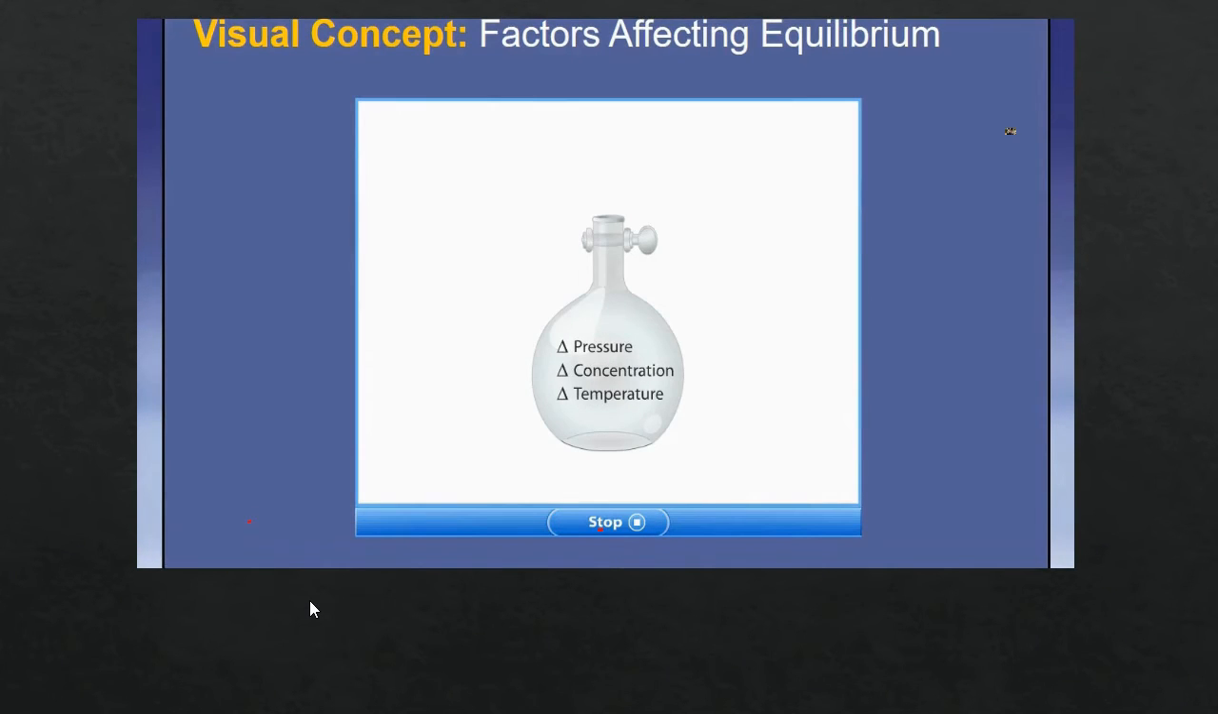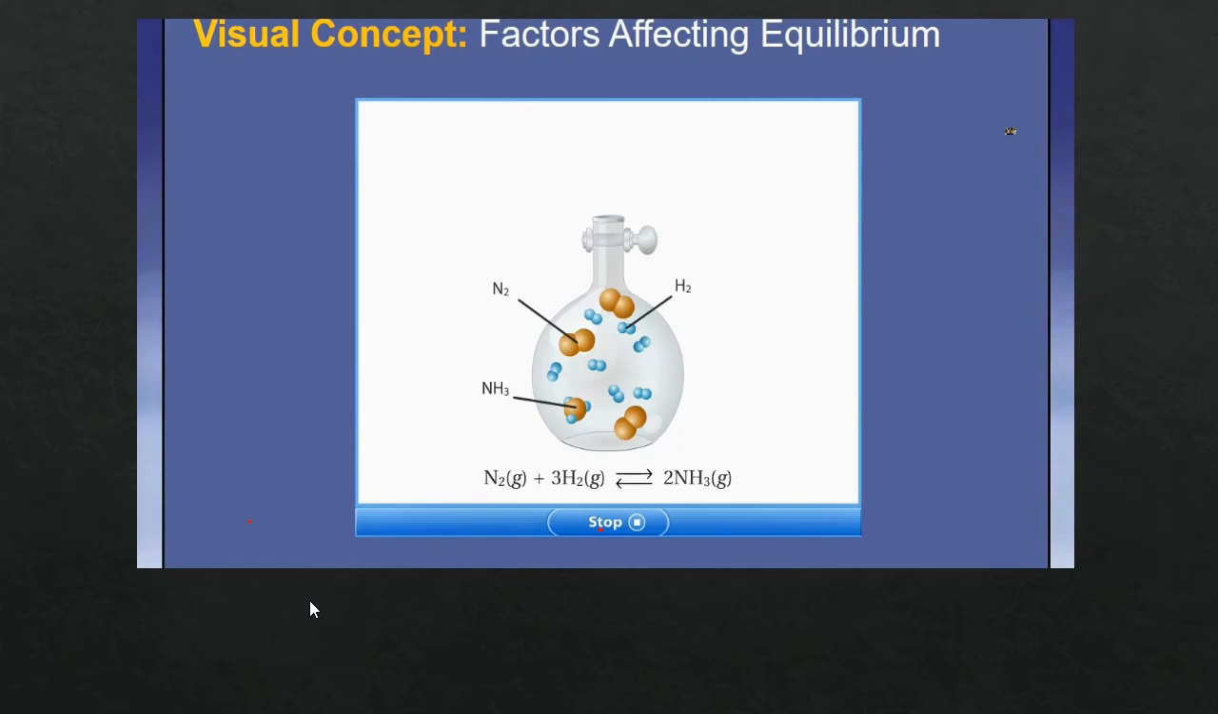Okay, so we want to talk about the factors that affect equilibrium. Here we are going to look at the effects of pressure, concentration, and temperature, and how when you change one of those things, you're going to cause a change that will reduce that other thing.